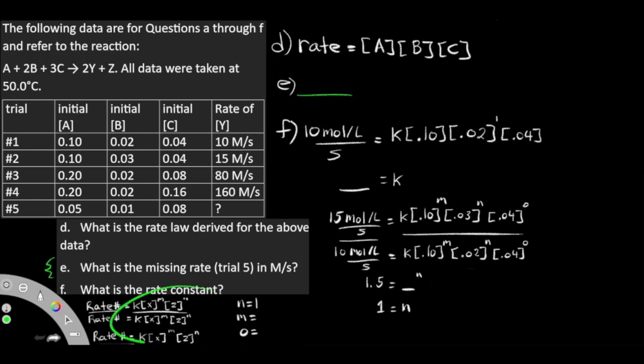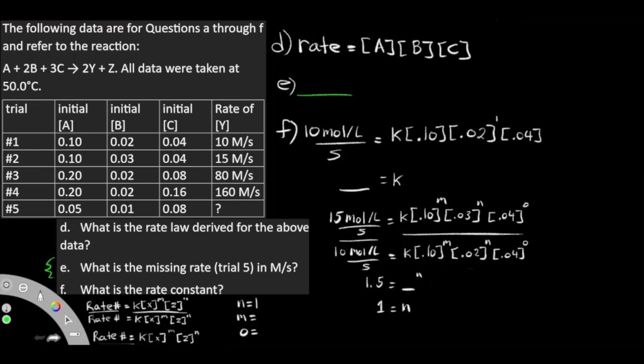For D over here, what is the rate law derived? You have to use these formulas over here. So you have to look for the different initial concentrations that are the same. So this here is the same, this here is the same, but this is different. That's perfect. So if you have 1 out of 3 that we cannot find, that's what we're going to be using in order to find our exponents. So we're just going to use trial number 2 and trial number 1.